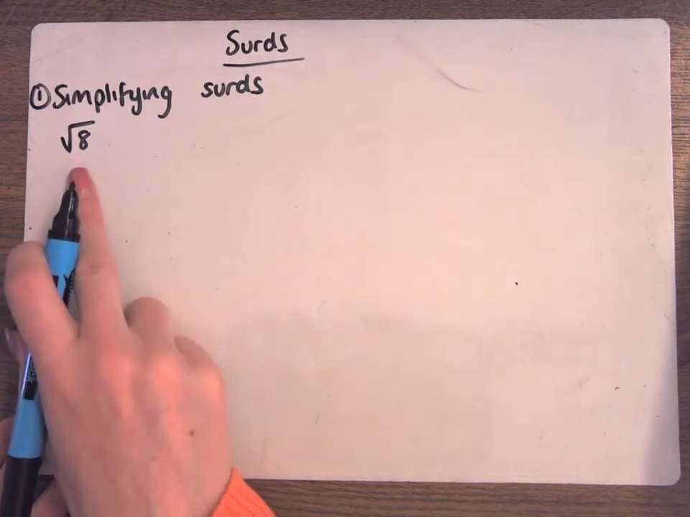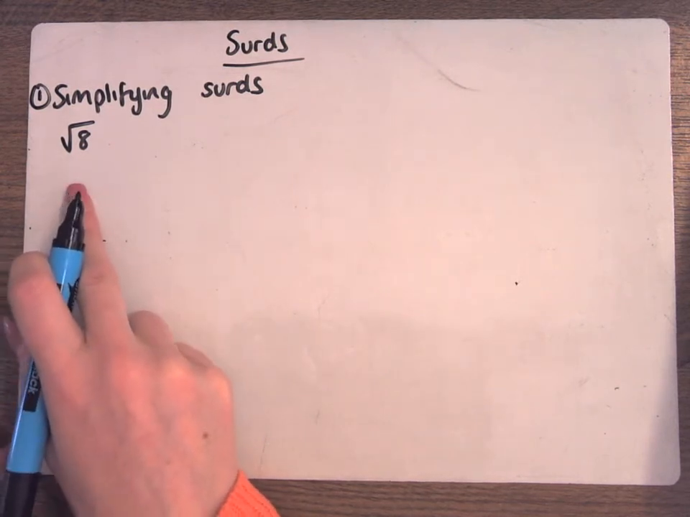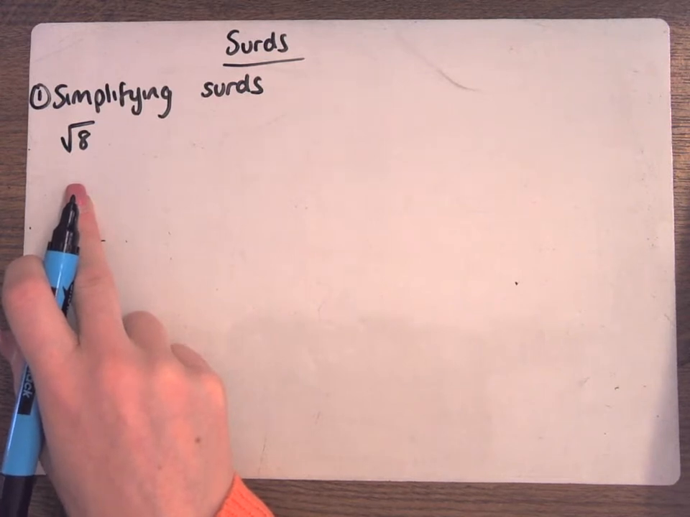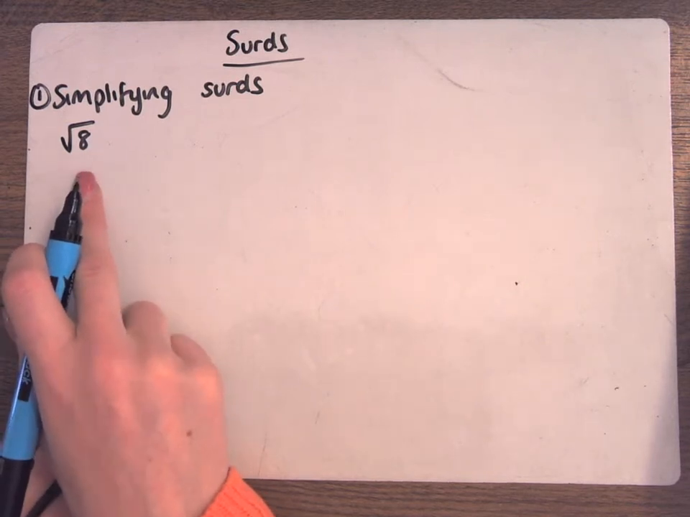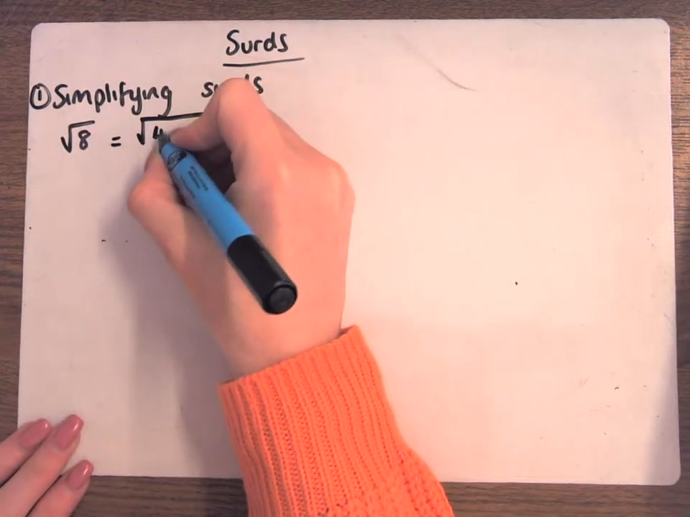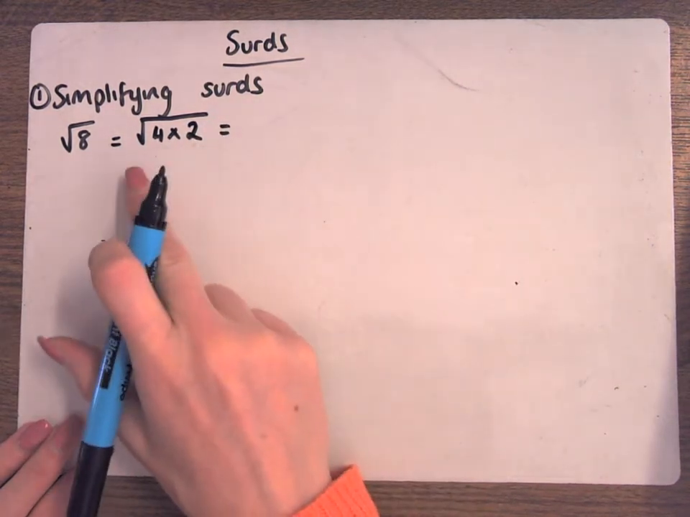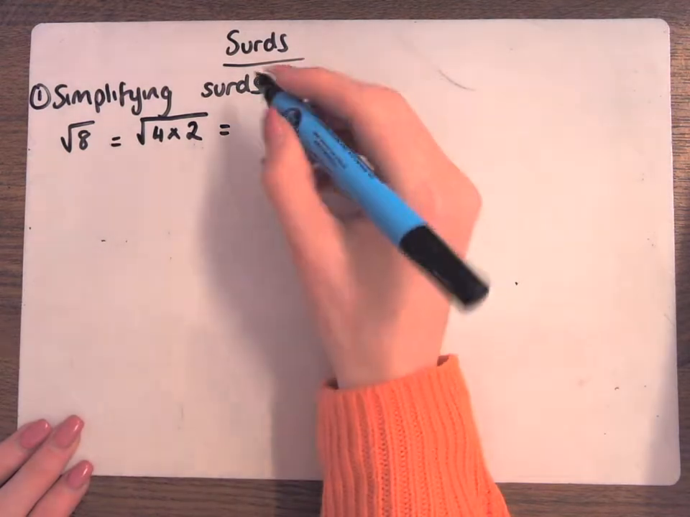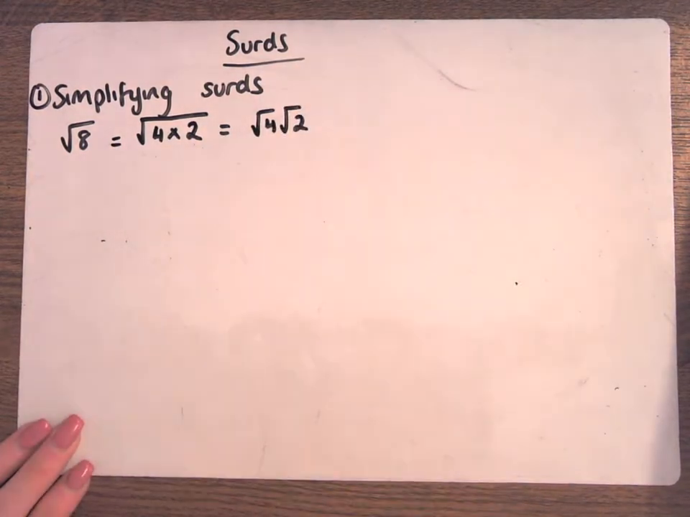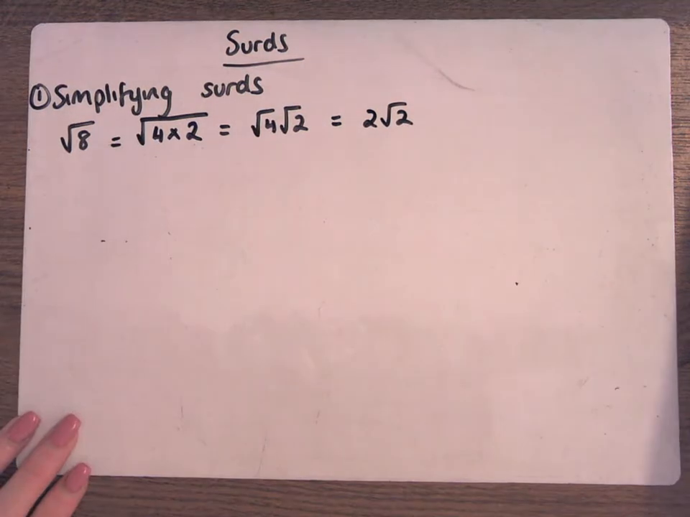To simplify surds, you're looking for the biggest square number that goes into 8. So square numbers are 1, 4, 9, 16, 25, 36, 49. Yeah? So what's the biggest square number that goes into 8? 4. So instead of the square root 8, we're going to have square root 4 by what gives me 8? 2. When I'm dealing with surds, if two things are multiplied underneath the square root, they can come out as two separate square roots. So that's square root 4 by square root of 2. And what's the square root of 4? 2. So 2 root 2.